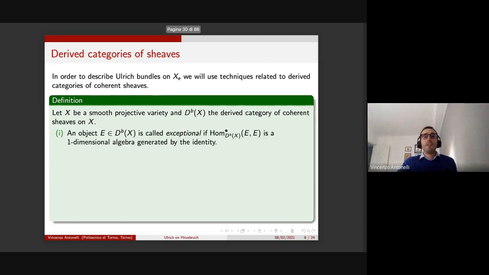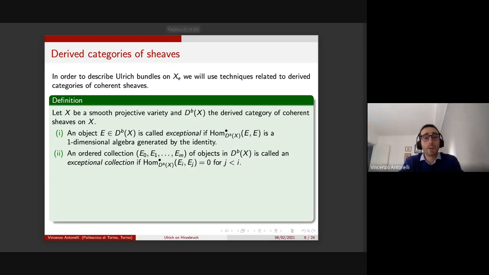So if you consider this derived category of coherent sheaves, then an object is called exceptional if the Hom inside the derived category of sheaves is a one-dimensional algebra generated by the identity. And when you have an ordered collection, as you saw before, this is called an exceptional collection if there's no Hom or any Ext from, let's say, right to left.